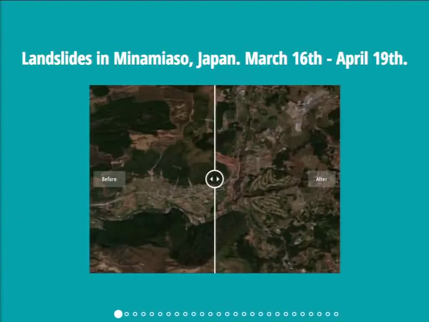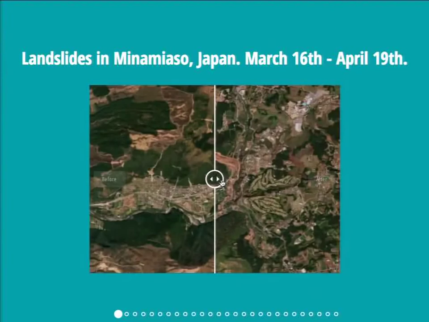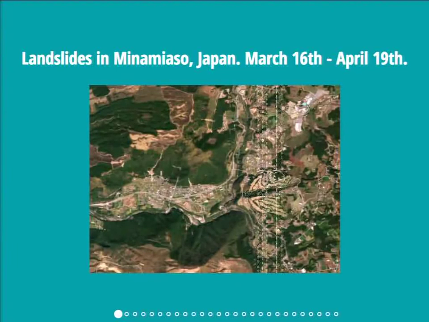Again, here we have another example. These are images from the village of Minamiaso in Japan. One is taken on the left here before the recent earthquakes. On the right, we have the result of the earthquakes, which is these pretty massive landslides that we were able to spot here in our imagery.